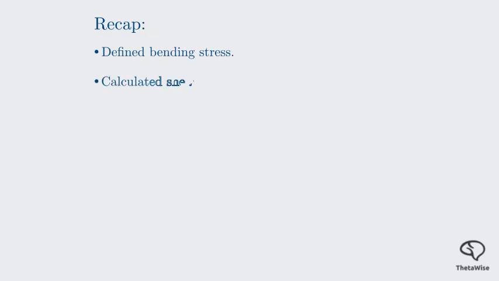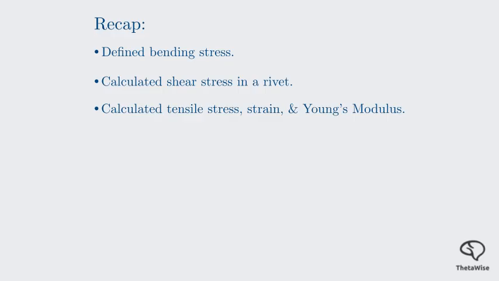Let's quickly recap what we've accomplished in this tutorial. First, we defined bending stress as the stress encountered when an object bends. Second, we calculated the shear stress in a rivet using the force over area formula. Third, we determined the tensile stress, strain, and Young's modulus of a rod. And fourth, we derived the formula for thermal stress and applied it to a clamped bar. You now have a solid foundation for solving problems involving stress, strain, and Young's modulus.